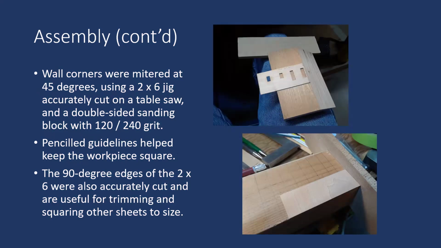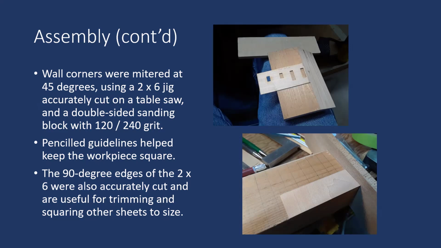The wall corners were mitered at 45 degrees using a jig from a 2x6 that I cut on my table saw, and using a double-sided sanding block made from a piece of hardwood with 2 different grits of sandpaper on it. Pencil guidelines on the jig help keep the workpiece square, and the 90-degree edge of the 2x6, both edges were also accurately cut and are useful for trimming and squaring other sheets to size.